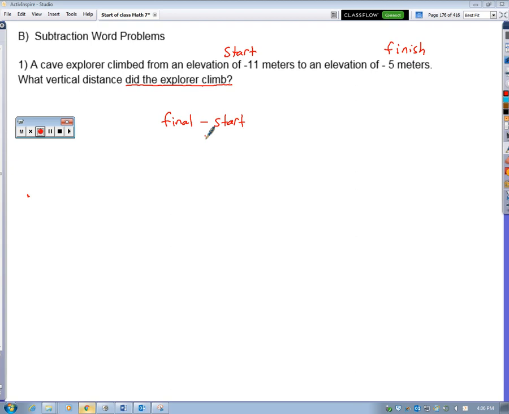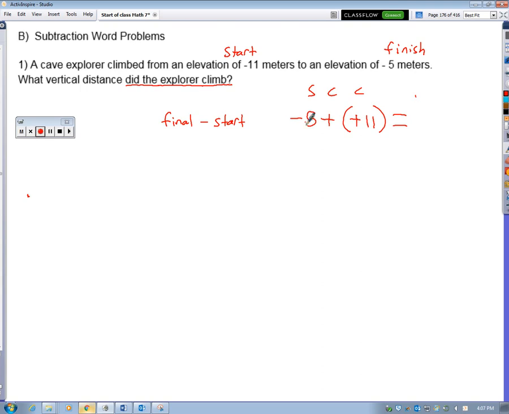Final minus start. Let's set this up. We're going to take negative 5, that's our final, minus, get yourself some parentheses, because we have this negative 11, minus our start. Now we're going to see what happened. We are subtracting. Remember your friend, same change, change. That's going to be a good buddy for you. He helps you out because it turns this into an addition problem, which is a lot easier to work with.